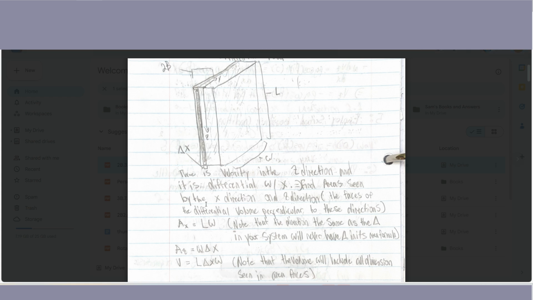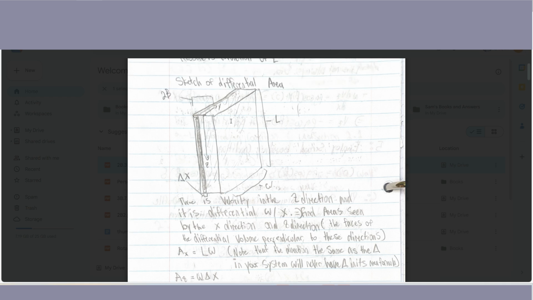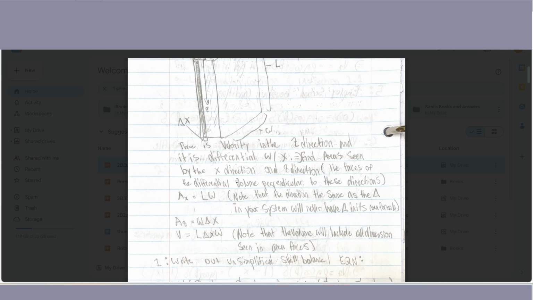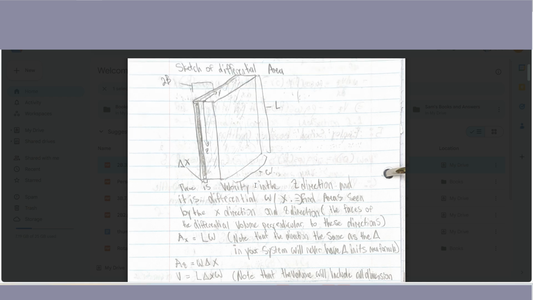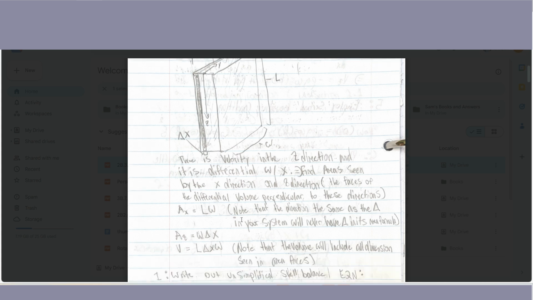All right, since vz depends on x, and the pressure depends on z, because it's just like a regular ocean, or just like water: as you get deeper in the water, the pressure is greater. So we have to find the area perpendicular to the x direction and the area perpendicular to the z direction because of that.